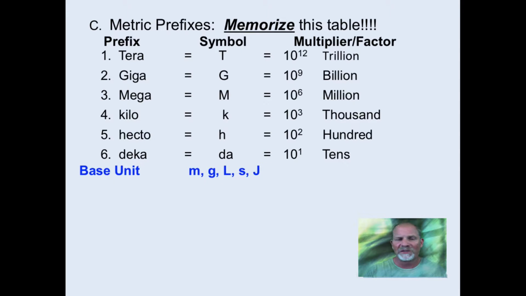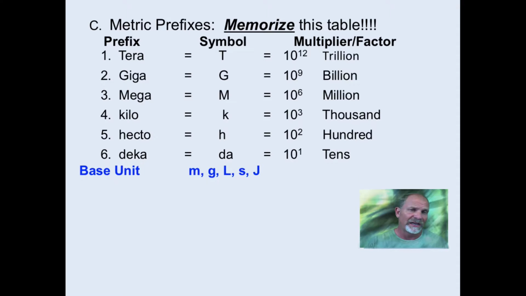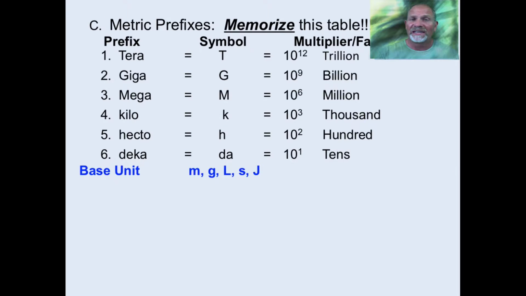Then we get to our base unit. And this is kind of the base units we talk about. m is for your meter, g is your gram, L is your liter, s is your second, J is your joule. Now, to adjust any one of these measurements, all I have to do is put a letter in front of it. I put a T, I could have a terameter, or I could have a gigameter, a gigagram, a megagram, a kilogram. Very commonly you see kg, which is kilogram of 1,000 grams.